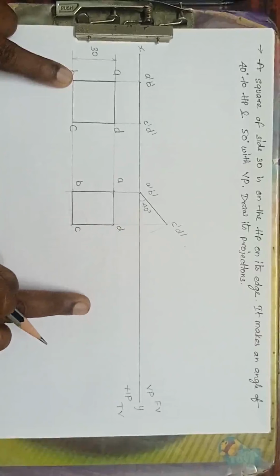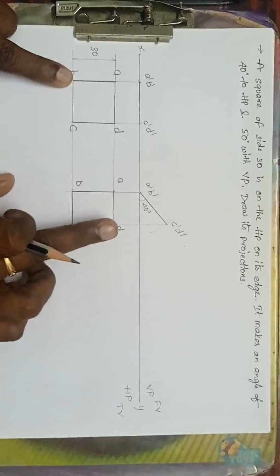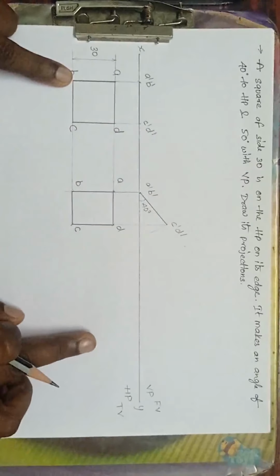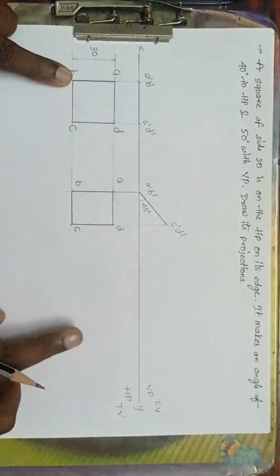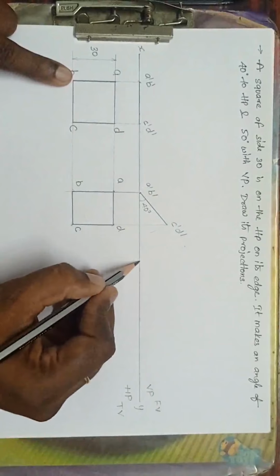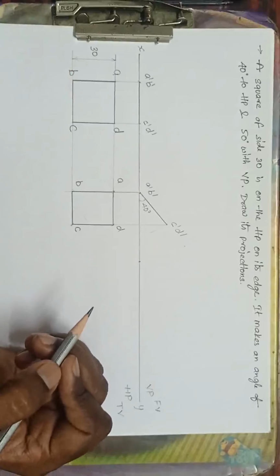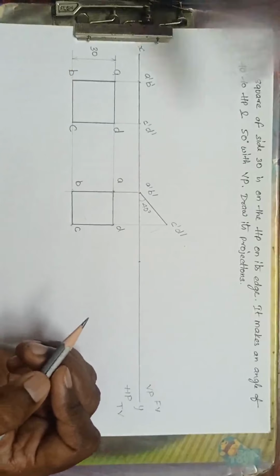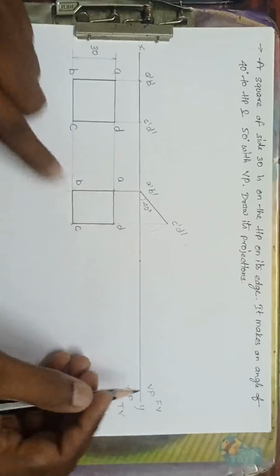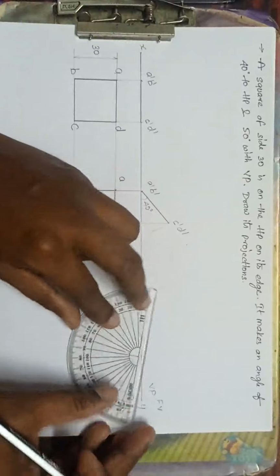So inclination with VP means I can observe it on the HP, because angles are reverse. Inclination with VP I have to draw in the HP. So what I'll do, mark any point. Now take an angle. You can take this side or this side, your wish. I am taking the right side. Now the angle, how much has he given? He has given 50 degrees.